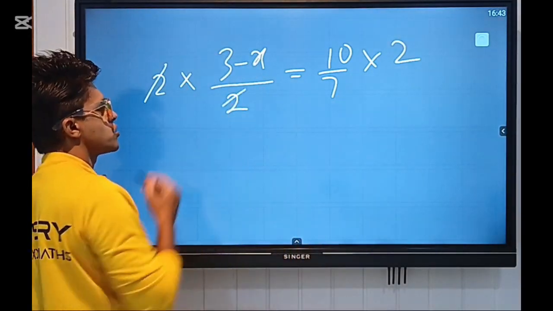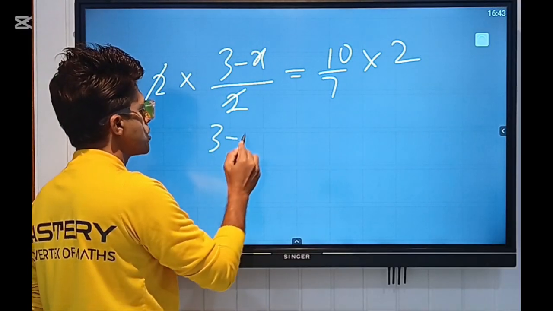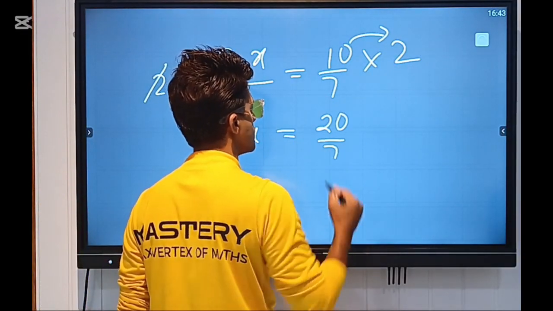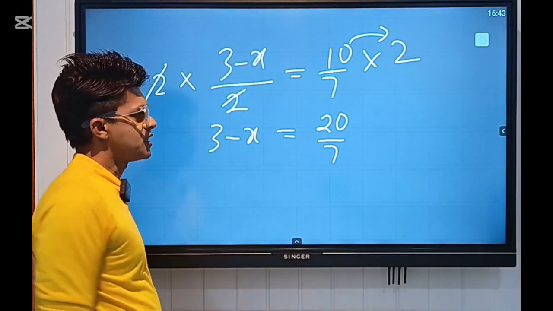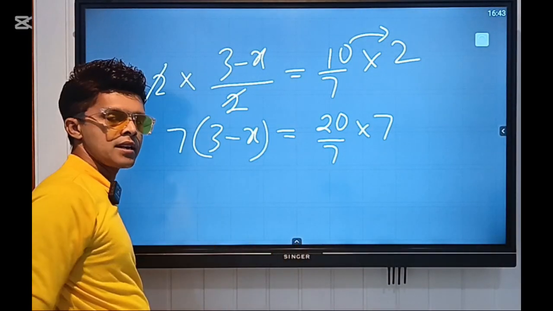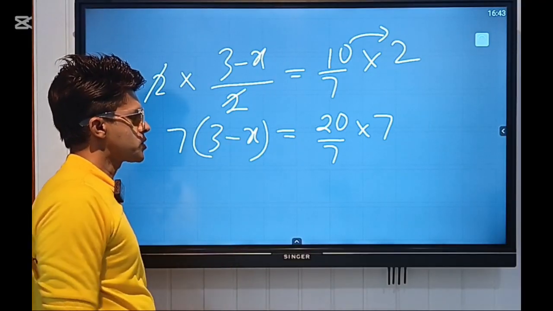Now simplify 2 and 2. So here the remainder is 3 minus 6. Then 10 times 2 is 20 over 7. Right now you could see here 7, so both sides you could multiply using 7. But don't forget to multiply these two digits using 7.